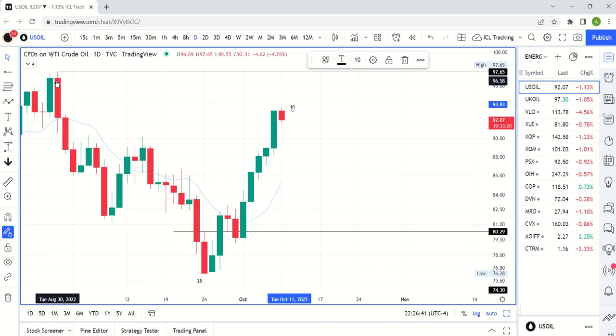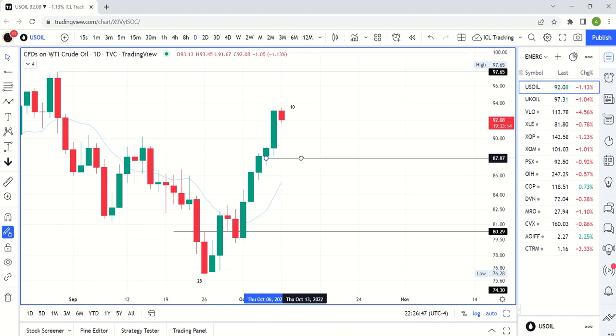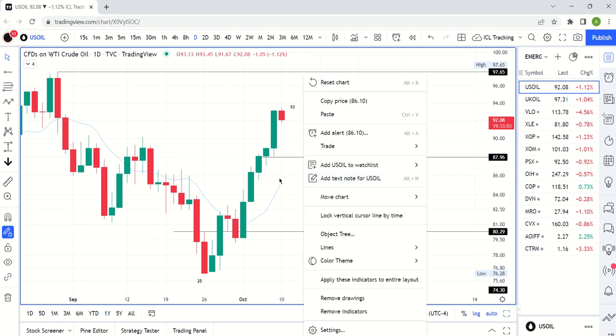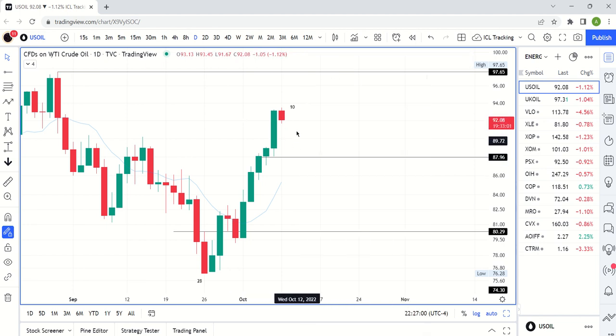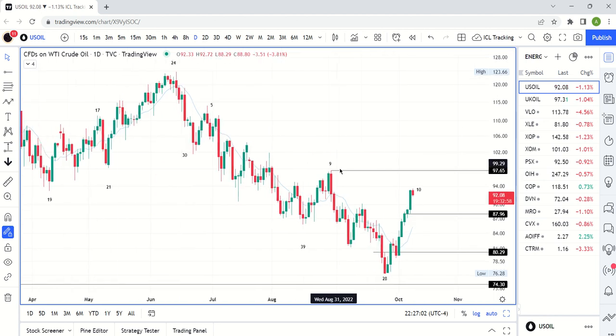It hasn't really broken down. These are the CFDs for WTI. You'd really need to go below, let's call it like 88 bucks to get concerned, right? That's important to understand. Anything in that area is just kind of consolidation. That's on the daily chart.